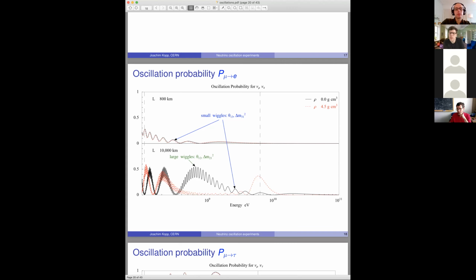Thank you. And then there's a question by Simone. If the matter density is not constant, can we diagonalize locally in such a way? Locally, we can diagonalize in such a way.